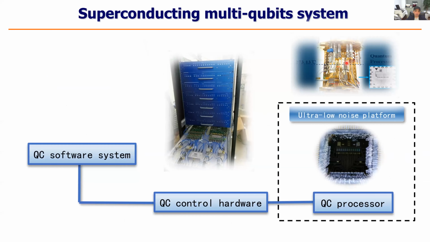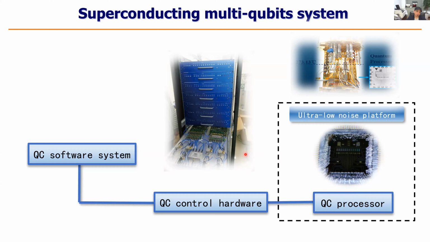Okay, so now let's see what the superconducting quantum qubit system looks like. The key element is the quantum computing processor, made from superconducting materials, and using microfabrication techniques we can integrate a lot of qubits on it. But this is not the only key part of the whole system. We put the processor into an ultra low noise and ultra low temperature platform to keep the processor working. We also need very good control hardware to control each qubit with very high precision.